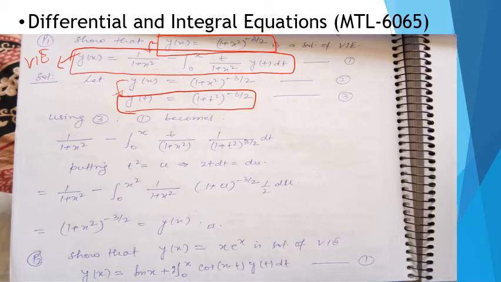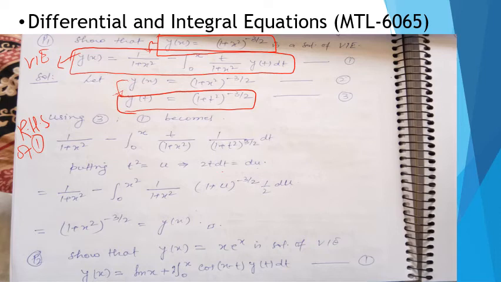How? Let us consider the RHS of 1. 1 upon 1 plus x square minus integral 0 to x, t upon 1 plus x square, times y(t), which is (1 plus t square) to the power minus 3 by 2, dt. Put t square equal to u. Then 2t dt is equal to du, or t dt is equal to du by 2.